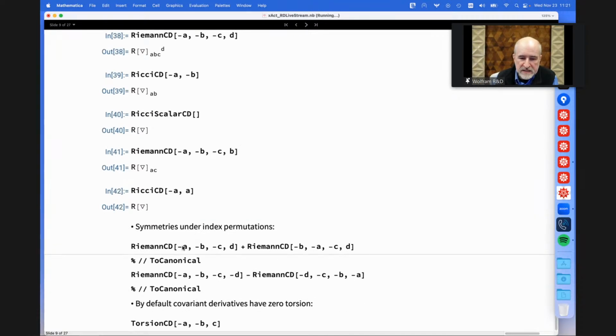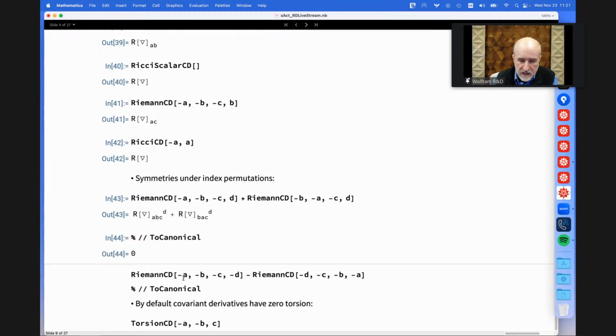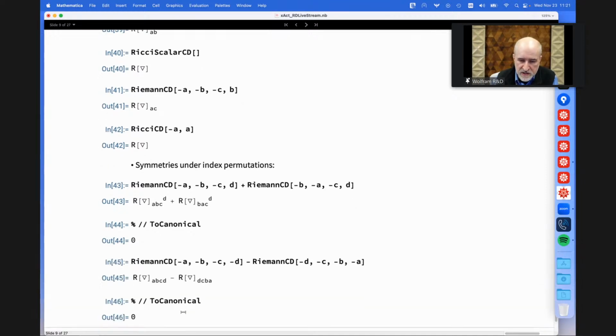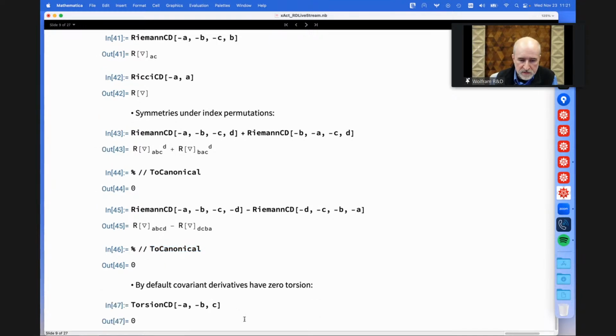The system knows immediately all the symmetries. For example, if we permute the first two indices of Riemann, that's 0. If we reverse all the indices, A, B, C, D to C, D, A, B, and we subtract, that's the same thing, that's also 0, right? This type of permutation symmetry is known by the system. And if you multiply tensors and you get expressions with 100 indices, ToCanonical will be able to handle it too. Now, by default, Levi-Civita connections do not have torsion. We will see torsion in a moment.